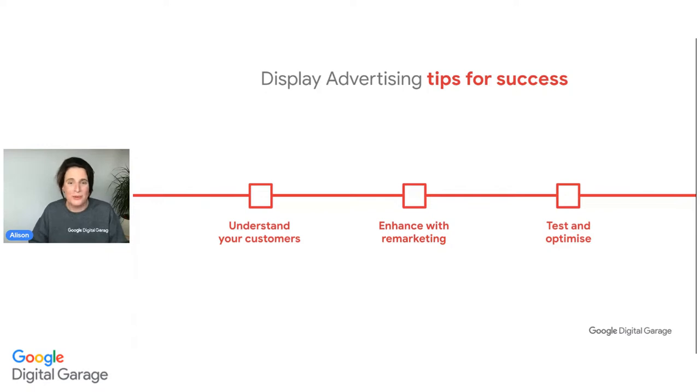Test and optimize. Always test and optimize. Again, I would say do this for everything. Which ones are working? Which ones aren't? What is it about them that's working? What's strong? What's weak? Can you make improvements? Can you tweak, amend, and improve?